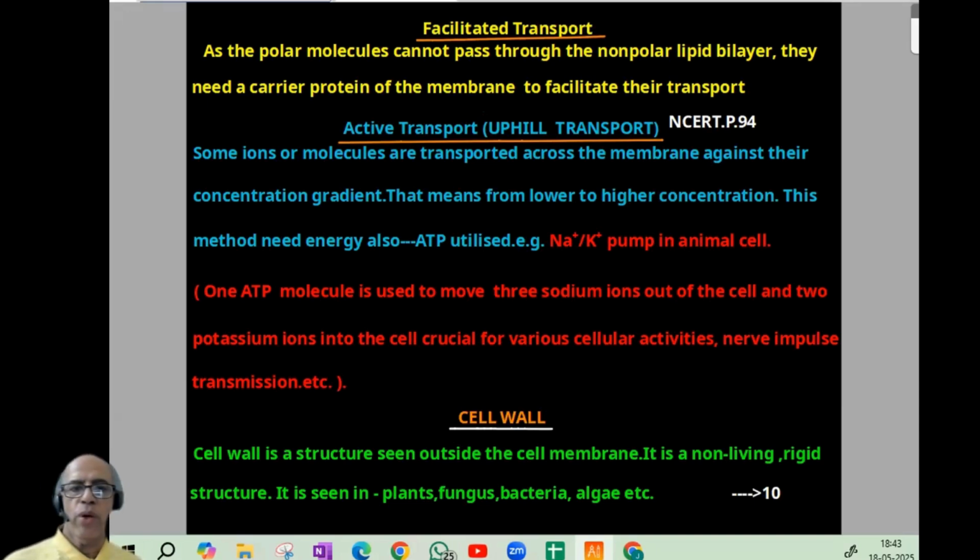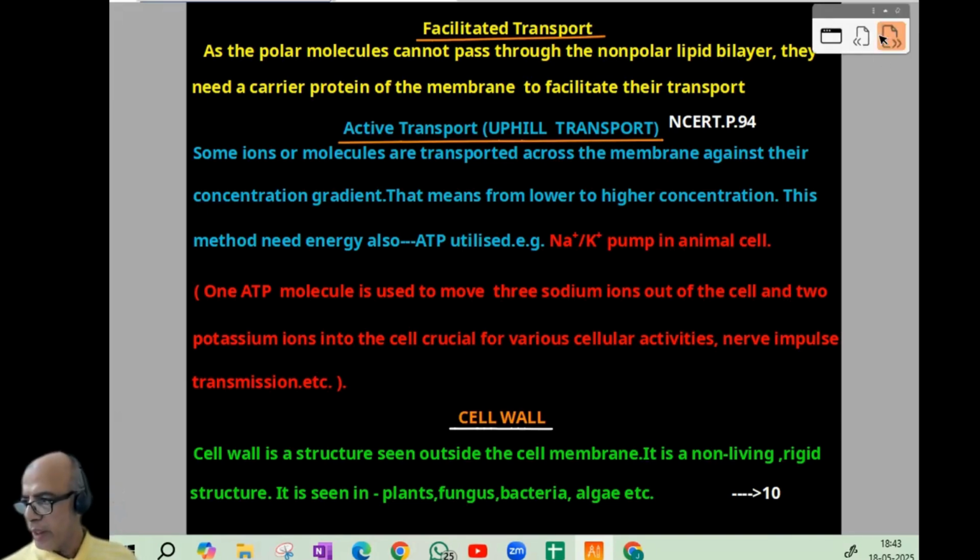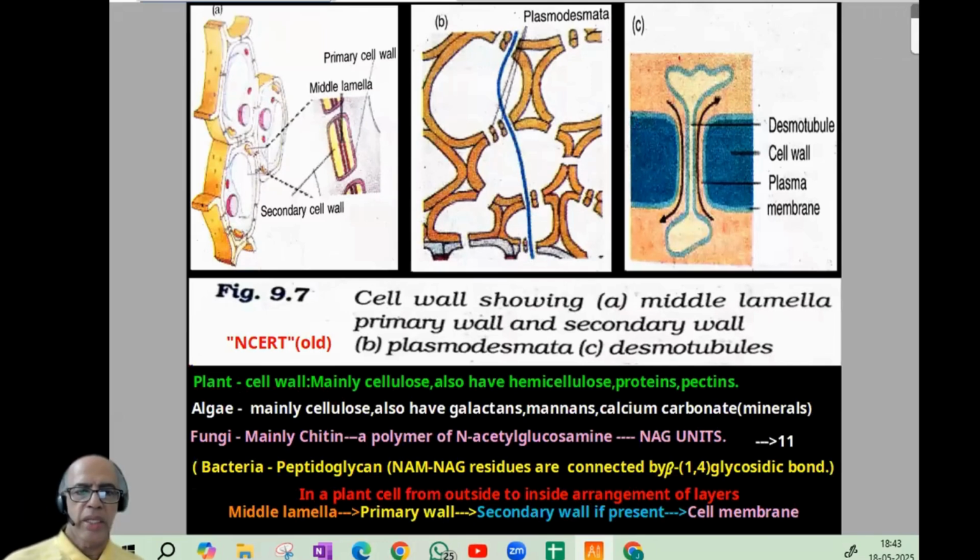Then we came to the cell wall. The cell wall is a structure seen outside the membrane, a non-living, rigid structure. It is seen in plants, fungi, bacteria, and algae. There are different chemicals that are the material for the cell wall in plant cells, algae, fungi, and bacteria. Then, in a plant cell, from outside to inside between two cells, how is it arranged? The junction of two cells is the middle lamella, then inside it the primary wall, inside it the secondary wall if present, then inside is the cell membrane, closest to the cytoplasm.